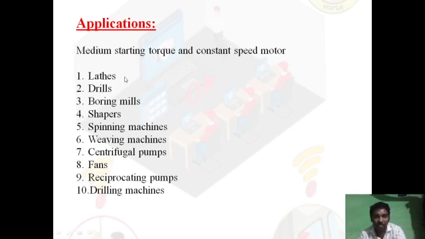parameters have applications like these: it is used in lathes, drilling machines, boring mills, shapers, spinning machines, weaving machines, centrifugal pumps, fans, and reciprocating pumps. Like this, we can analyze the applications where the DC shunt motor is used. Here we have listed some of them. In these applications, the DC shunt motor is used where a constant speed is required and medium or less starting torque is required.